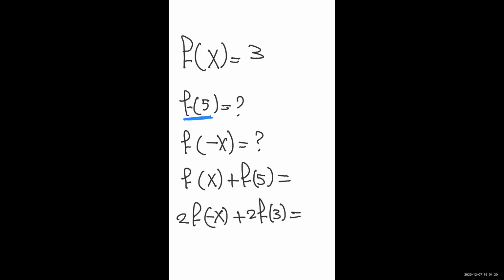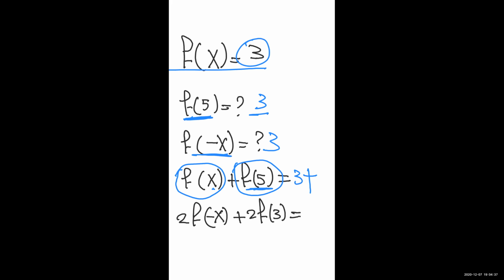First, f of 5. We said that it's a constant, so f of 5 equals 3. F of negative x, also 3. Now, f of x plus f of 5. So f of x equals 3, so 3 plus f of 5, also 3, so now it equals 6. Then what about 2f of negative x plus 2f of 3? It will equal 2 times f of negative x, which is 3, so 2 times 3, plus 2 times f of 3. F of 3 also equals 3. So 6 plus 6, which equals 12.